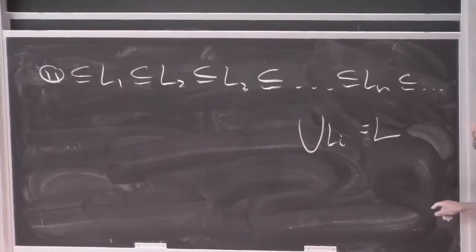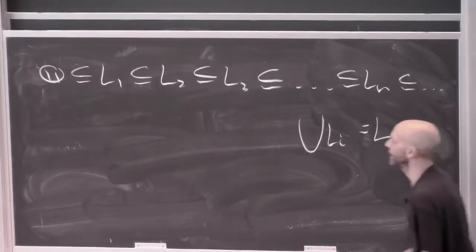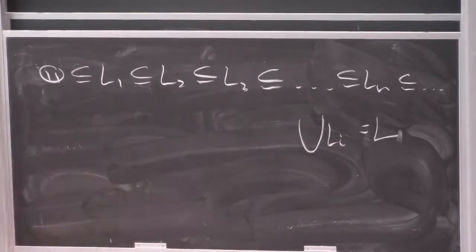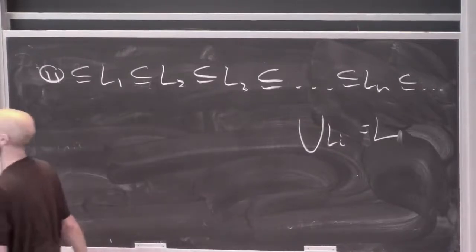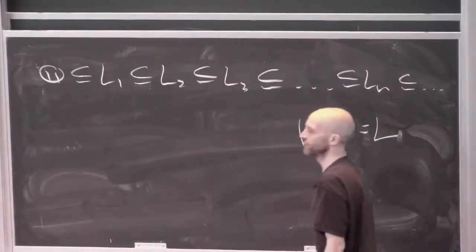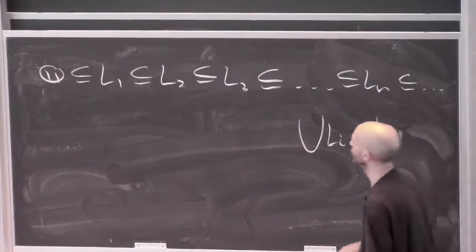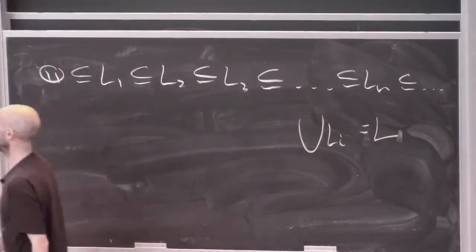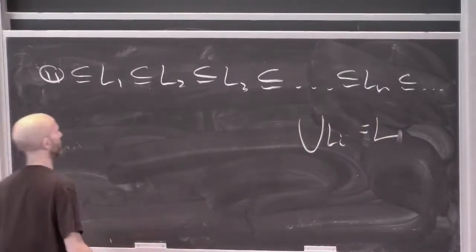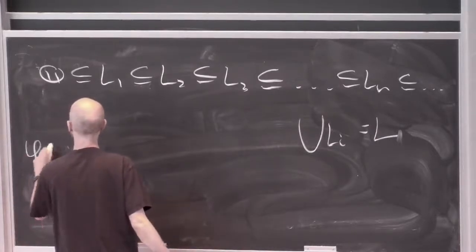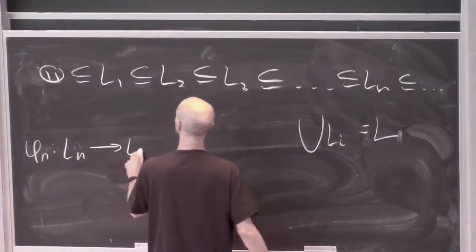And so, I guess, here's what I could do. This is what I need to do. If I've got some element phi here, then I want to consider it as phi n here, for n at least 1. Phi is a field automorphism of L, and I restrict it to Ln, and I get phi n, an automorphism of Ln, right? Phi n goes from Ln to Ln.